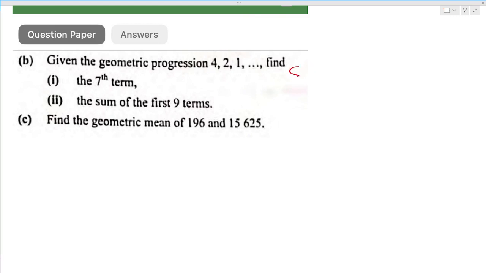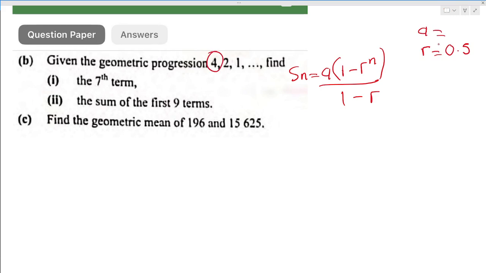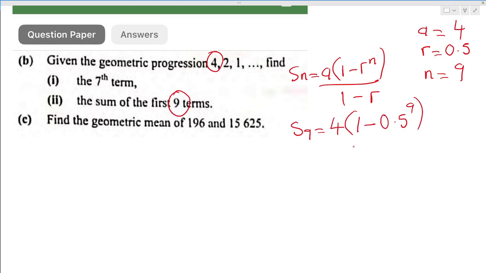So our formula is Sn equals A open bracket 1 minus r to the power n close bracket, everything over 1 minus r. Our r at this point is 0.5. Half is the same as 0.5. Our a is still 4. Our n is still 9. Now let's plug in these values. S9 is going to be equal to 4 open bracket 1 minus 0.5 to the power 9, and then everything over 1 minus 0.5.